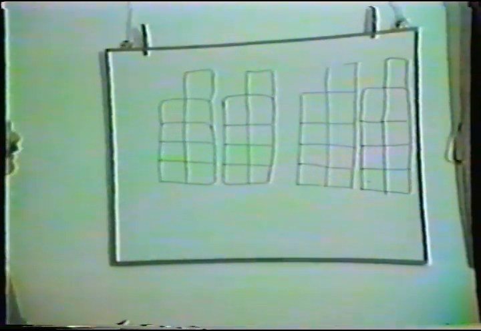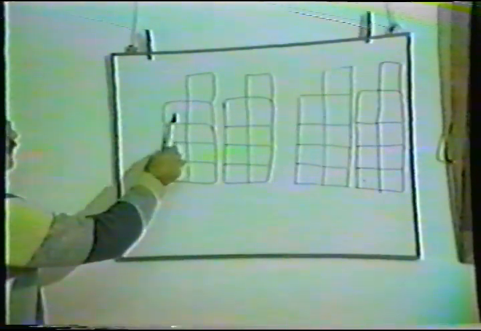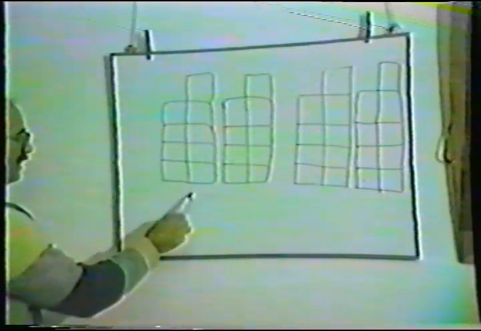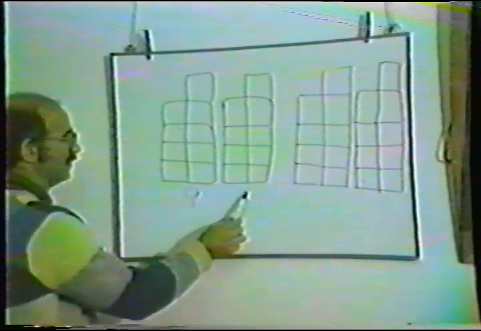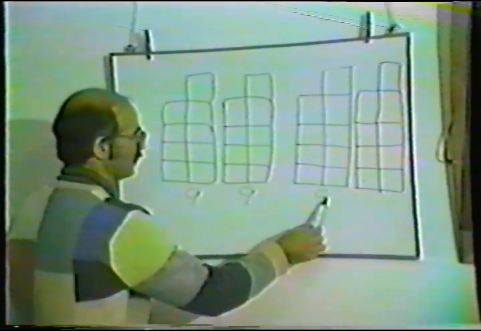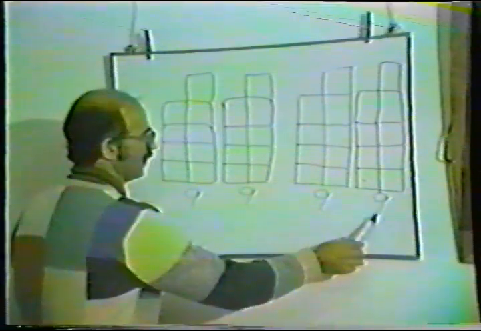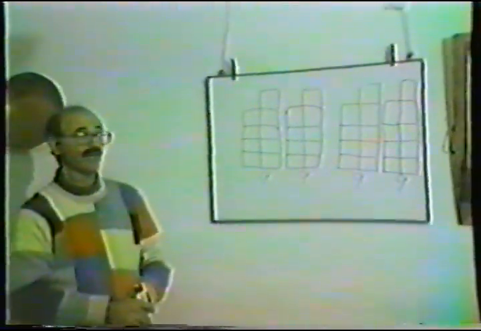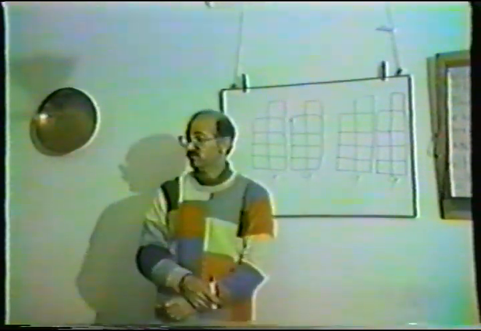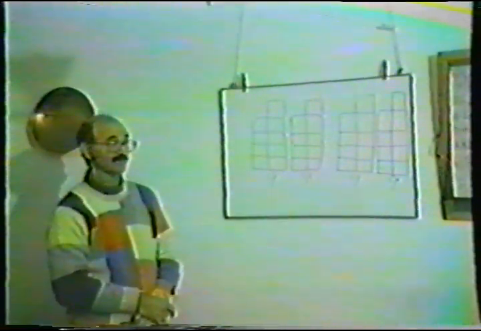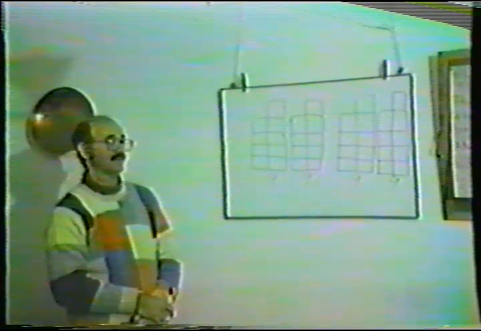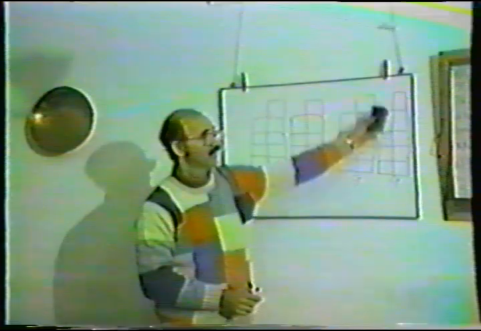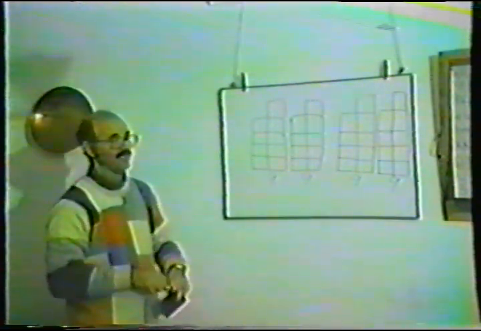Well, let's count them up. 1, 2, 3, 4, 5, 6, 7, 8, 9. We have 9 here, 9 here, 9 here, and 9 here. They're all the same. Well, how much do we have in all? 4 9s is how much? 36. And how many days are we talking about? 4 days, 9 each day.